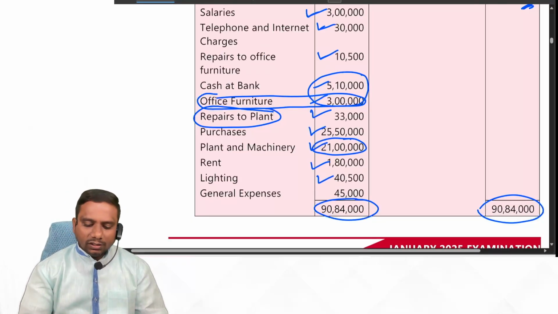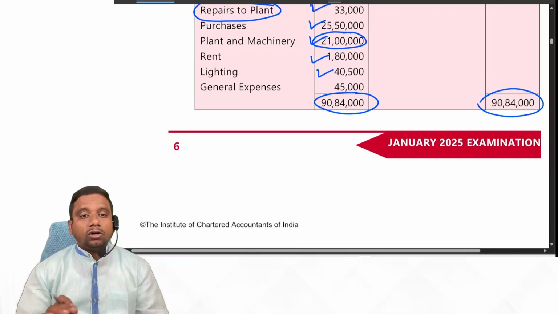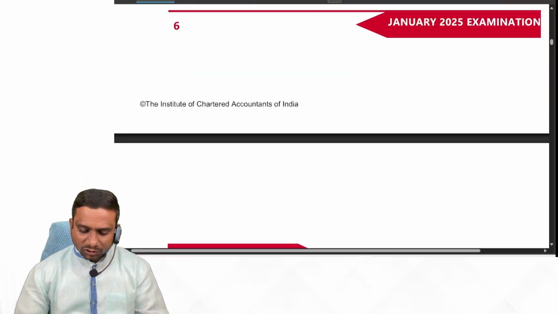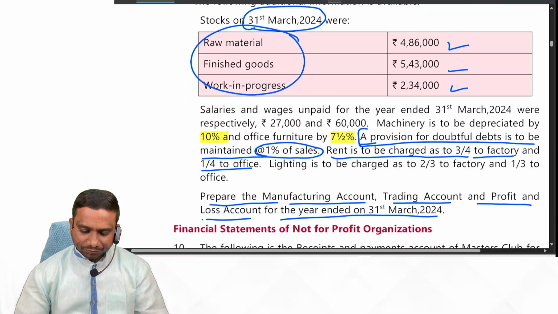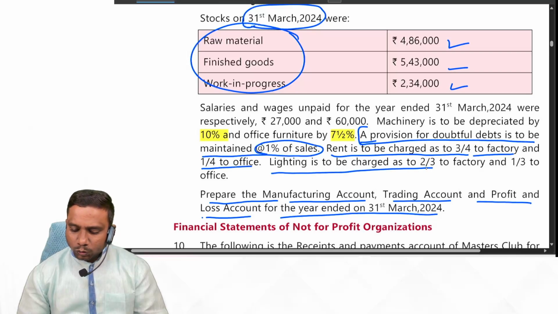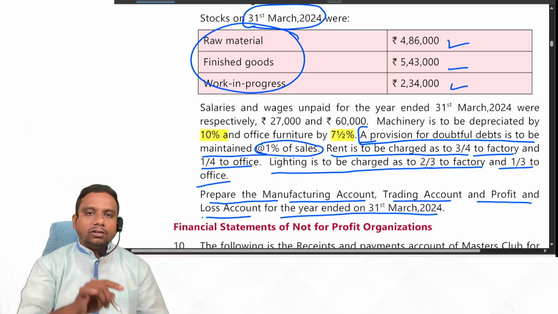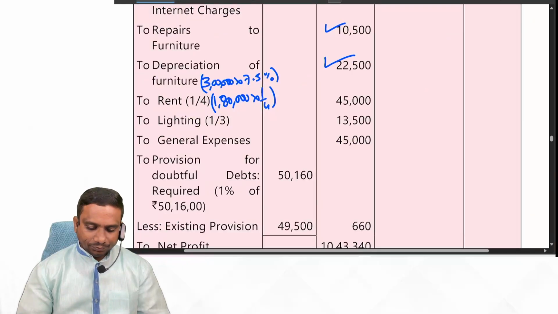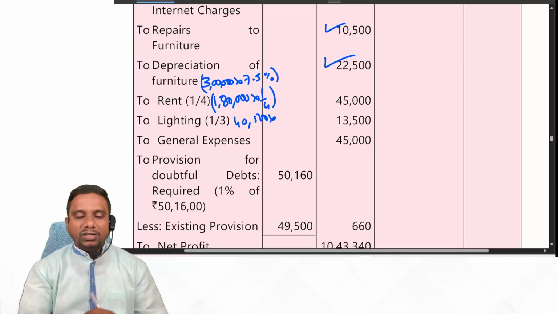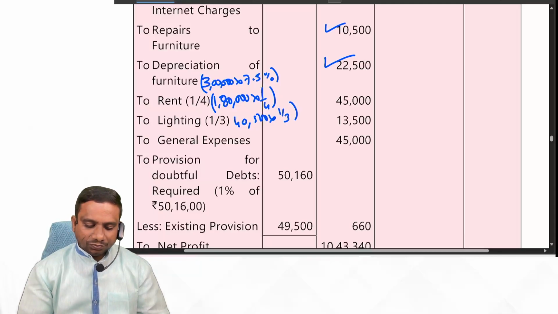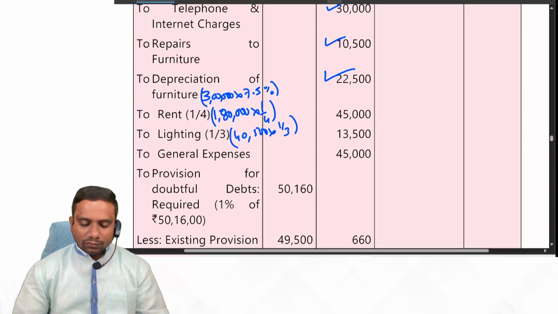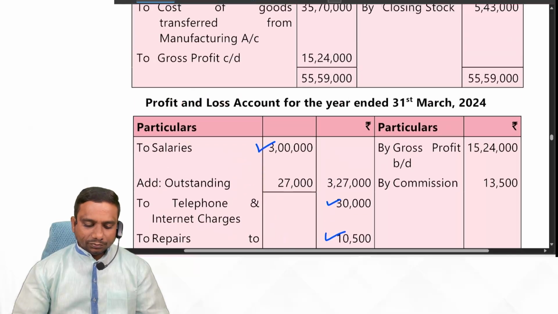Lighting. Lighting is 40,500 in total paid. See the adjustment for lighting. Lighting is to be charged 2/3 to factory and 1/3 to office. 2/3 to factory, that means the manufacturing account, and 1/3 to office. 40,500 is shown on the debit side of P&L account, and the remaining amount 13,500.